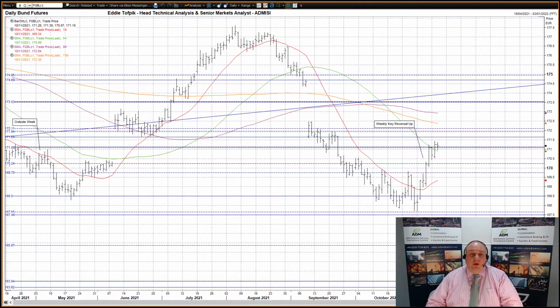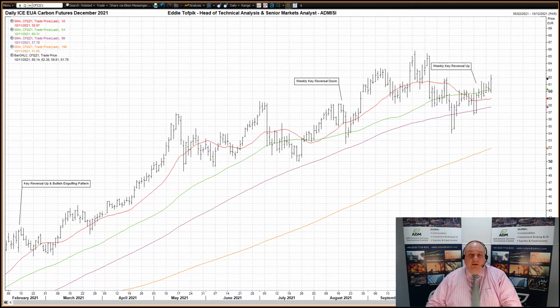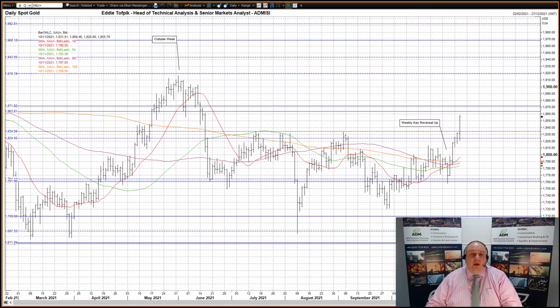Now, as for the weekly key reversals up. We had a weekly key reversal up in German Bund futures, which have seen some limited moves higher this week. We also had a weekly key reversal up in an emission future, the December contract on the ICE EUA carbon futures, of which we've subsequently seen a follow-on higher this week. And finally, spot gold, of which we've had a nice follow-on higher this week.